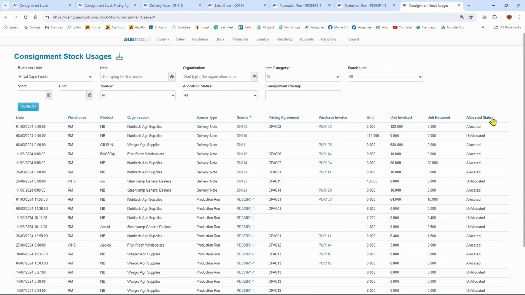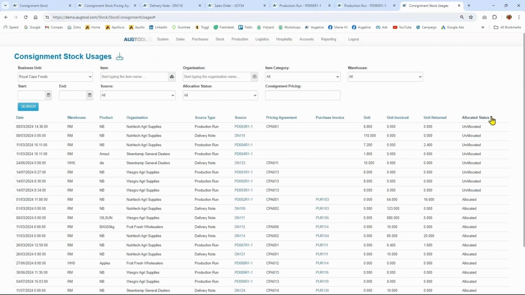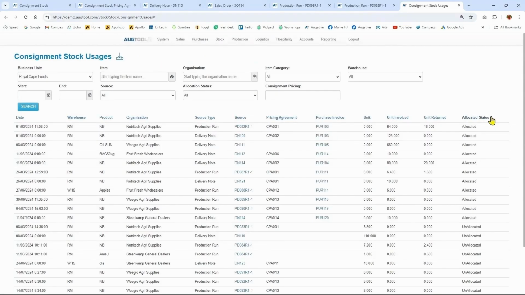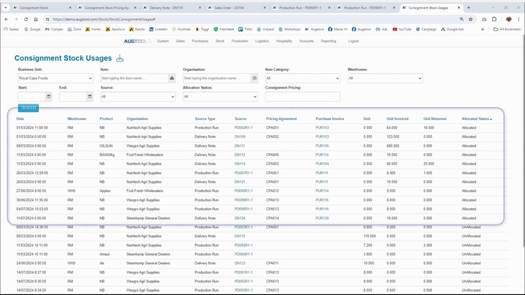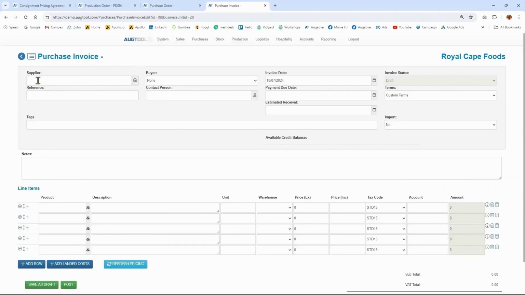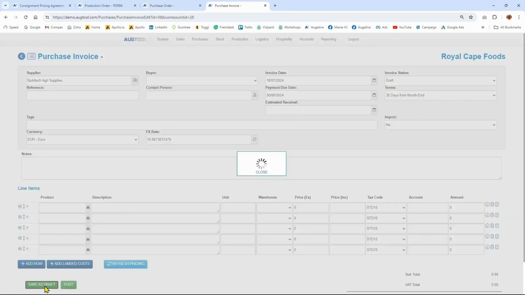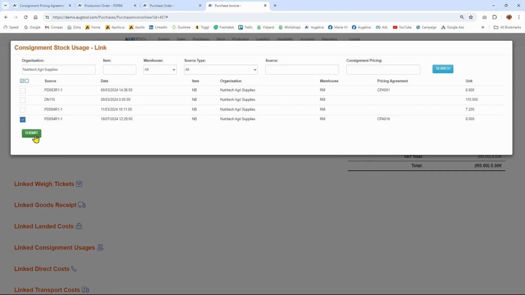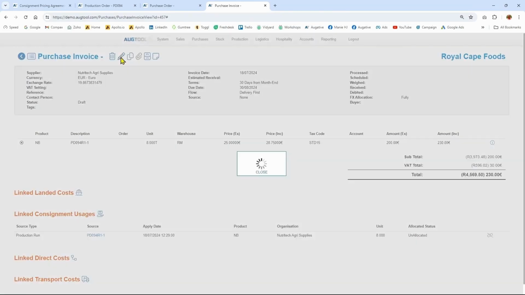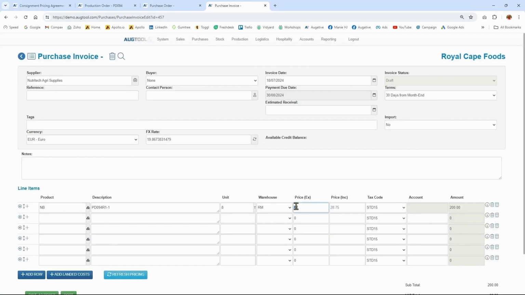If a consignment usage entry is marked as allocated, then the consignment usage is invoiced and only needs to be paid. The only job the user has is to ensure that the consignment usages have been allocated by invoicing the supplier. Let's invoice for the consignment that we have used in production by adding production consignment usage to the purchase invoice. But the supplier called and raised their price for one of their usages from 25 euros to 27 euros per ton late in the game.